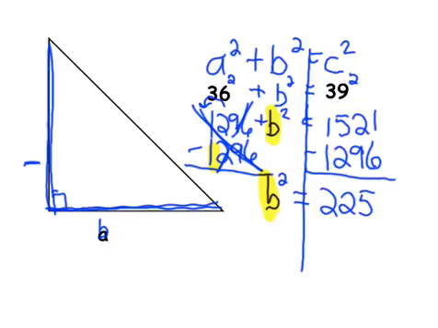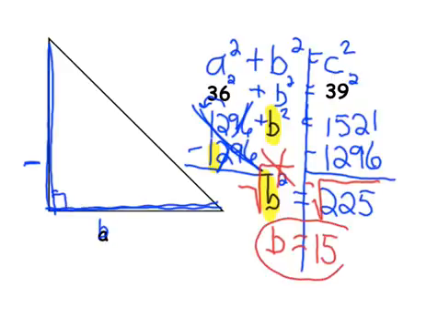Now, the opposite of squaring a number is a square root. So you put the square root there. Make sure you do it on both sides so you stay balanced. Now, these two symbols and numbers will cancel each other out, which leaves me a B, which is what I wanted. And the square root of 225 is 15. So the leg on this is 15.